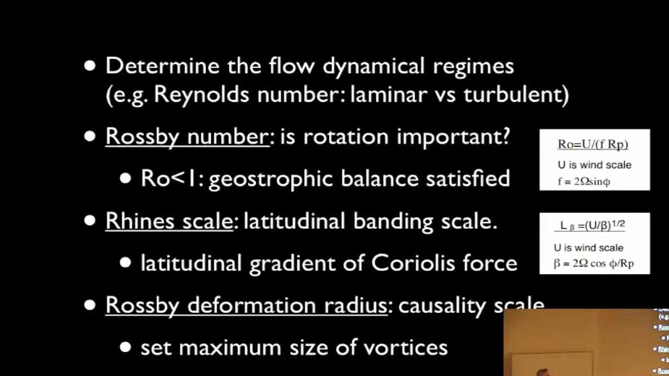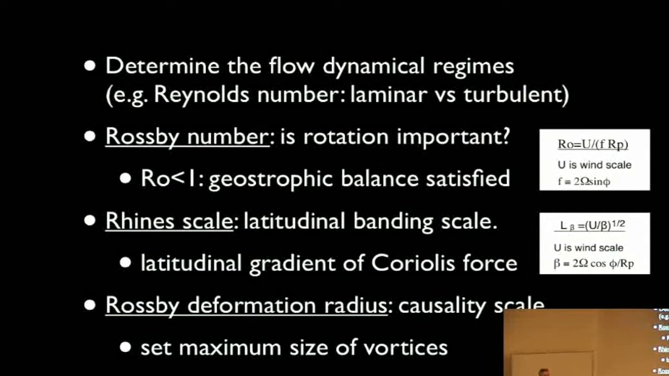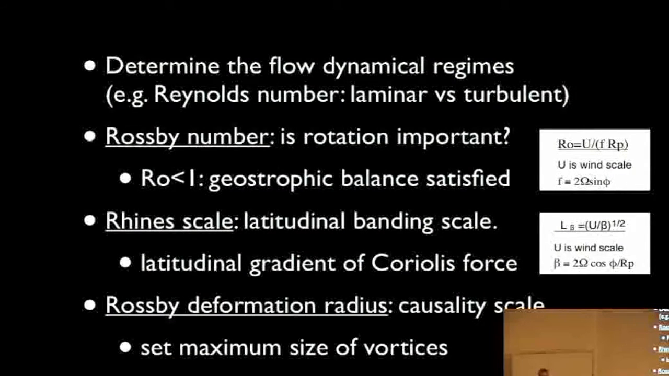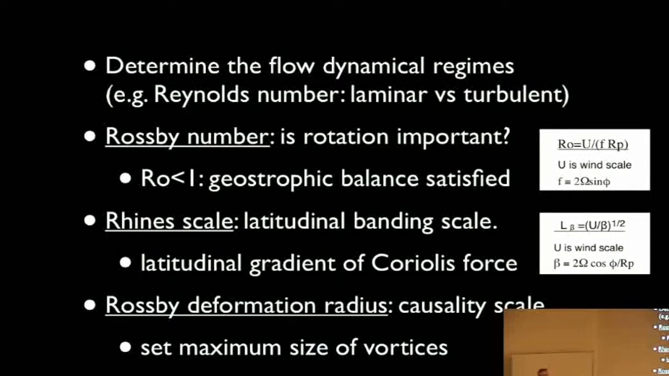Another thing we want to spend a little bit of time on is the concept of a dimensionless number. They are quite useful to understand the general regime of flow or dynamics you might have in a system. Three numbers of interest for atmospheric flows are the Rossby number, the Rhines scale, which is actually a dimensional scale, but if you scale it by the planetary radius, you get a dimensionless number, and the Rossby deformation radius, which is also a scale with units like meters, but again, if you scale it by the planetary radius, you get a dimensionless number.